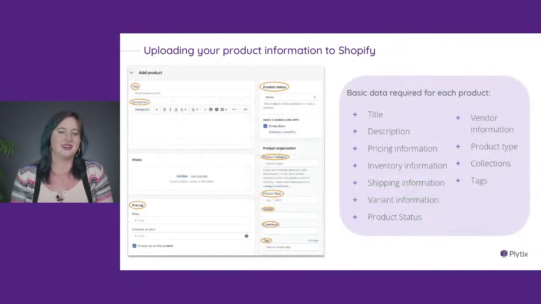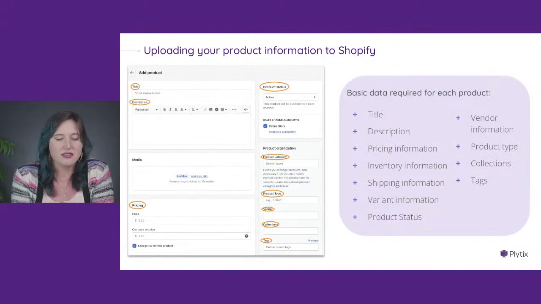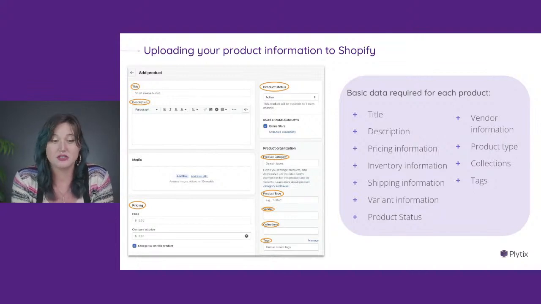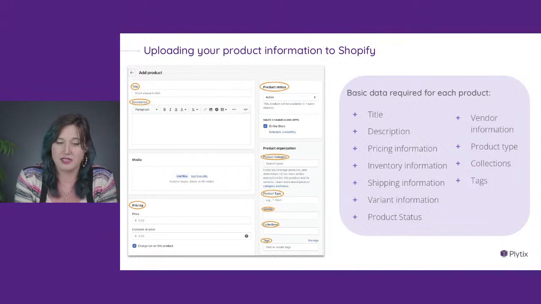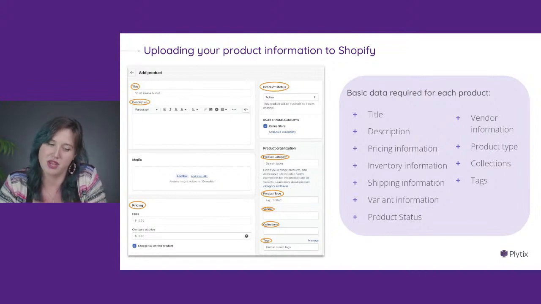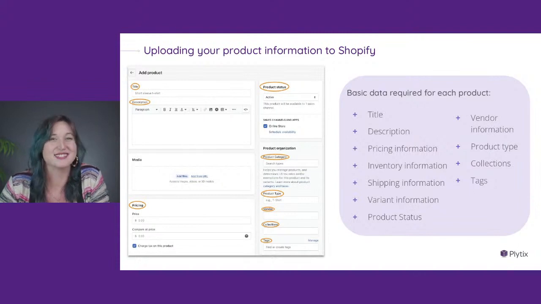Next, let's talk about uploading your product information to Shopify. So regardless of the method you choose, you'll need to have your data set up correctly. So you'll need to include all of the things that you see here on the screen. Let's talk about each one a little bit more. So obviously the title or the name of the product is very important. This is the first thing that your customers will see.